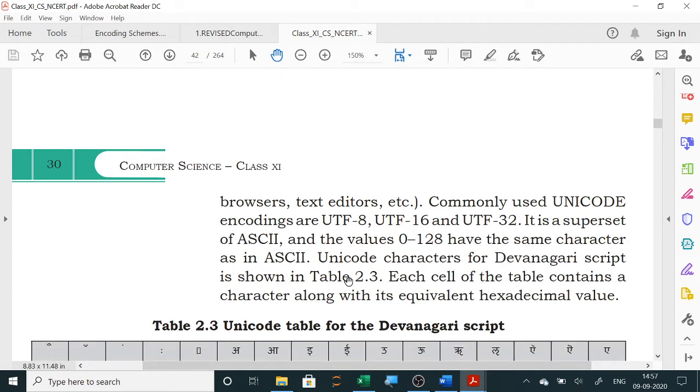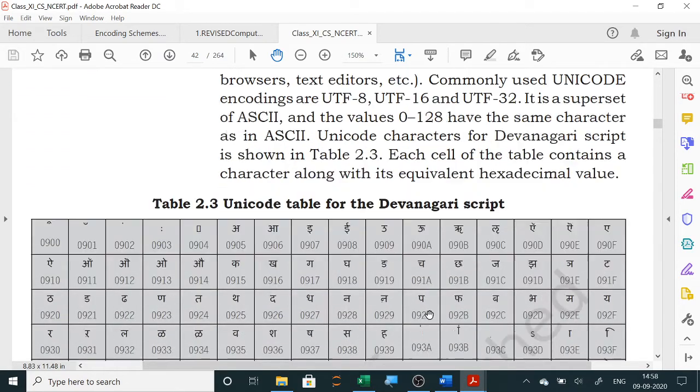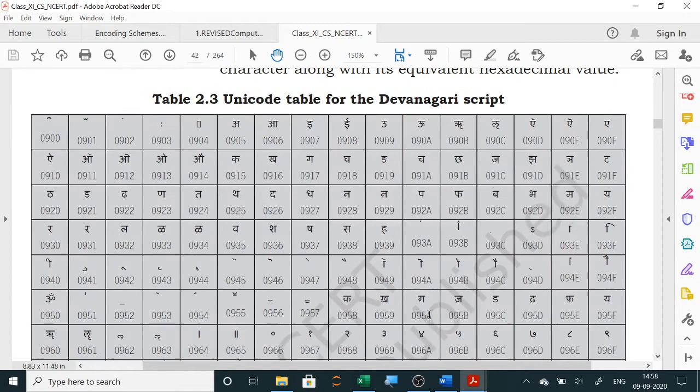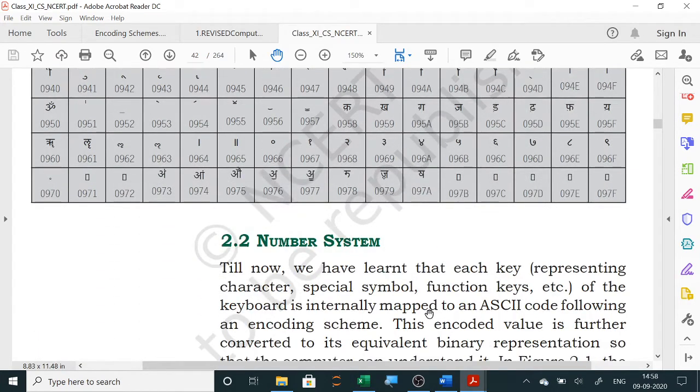Commonly used Unicode encodings are UTF-8, UTF-16, UTF-32. It is a superset of ASCII, and the values 0 to 127 have the same characters as in ASCII. Unicode characters for the Devanagari script are shown here. Each cell of the table contains a character along with its equivalent hexadecimal value. So here you can see the Unicode of the Devanagari script.